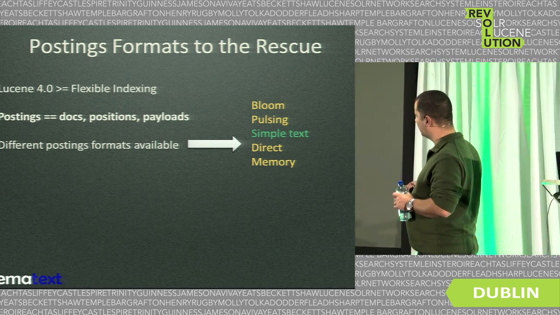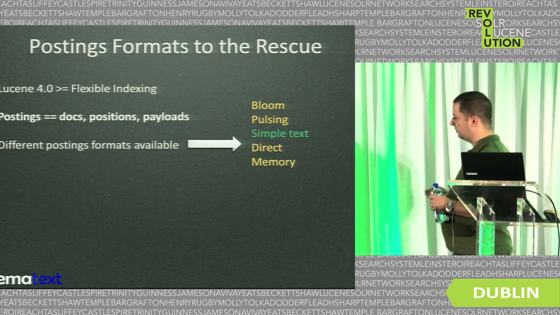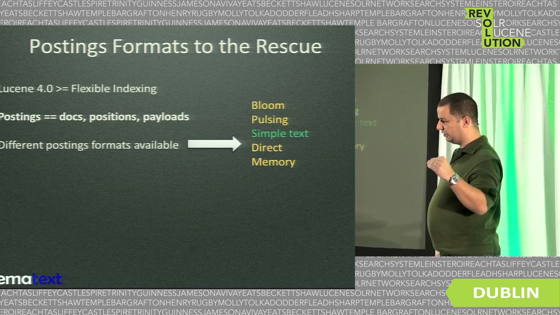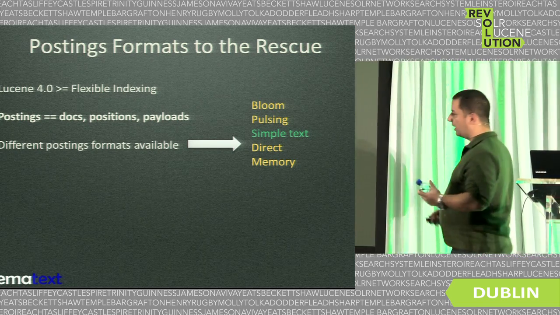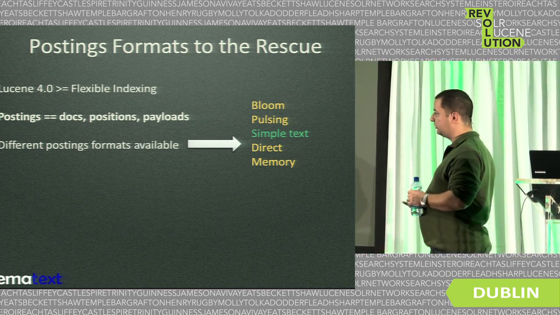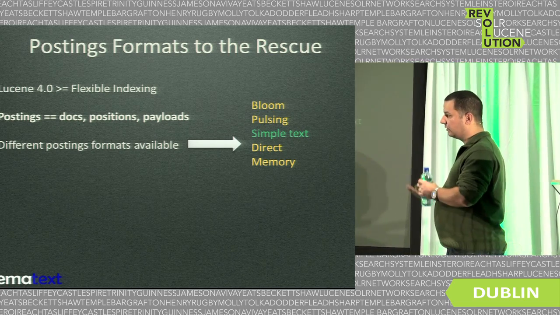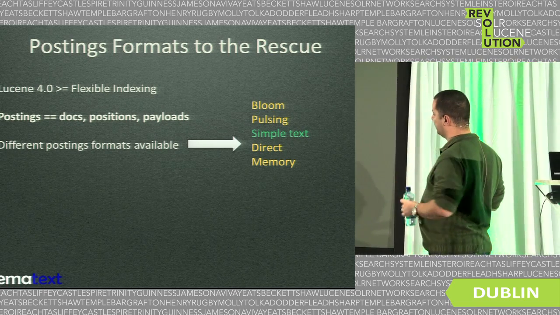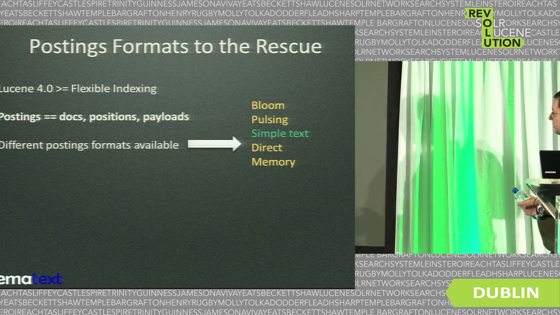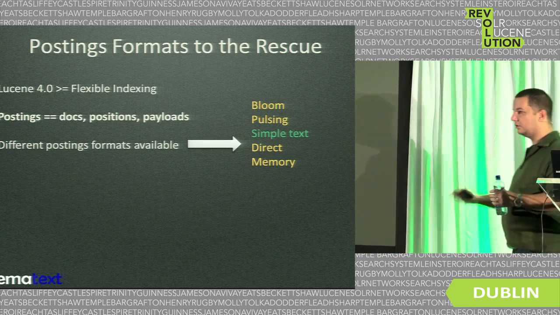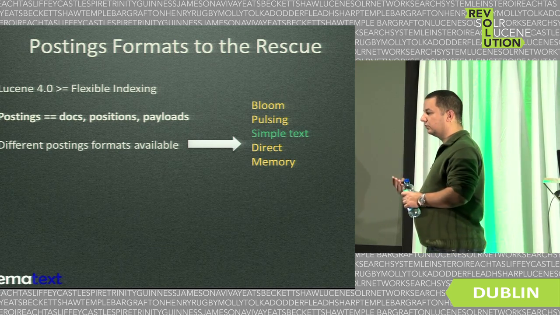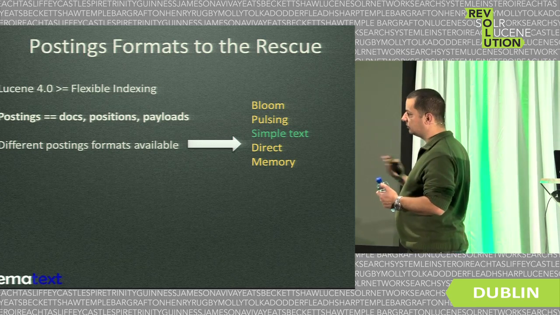We have a direct codec, which inlines some information into the term dictionary. So one less disk seek needs to be done when retrieving a term, because some information is already inlined in the term dictionary. And we have a memory codec, which allows us to store some of the postings information in memory, actually read it from disk and store it in memory, so Solr can get it very fast.